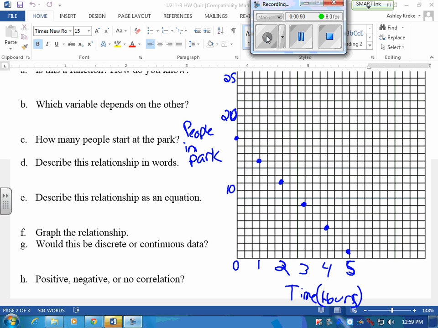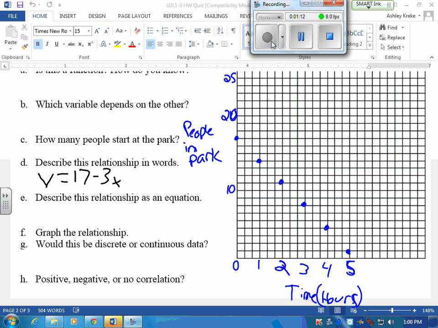We're going to show this relationship in words. For every hour, they lost 3 people in the park. And for the equation, we are going to do y equals 17 minus 3x, because they had 17 people in the beginning, then they lost 3 people per hour.